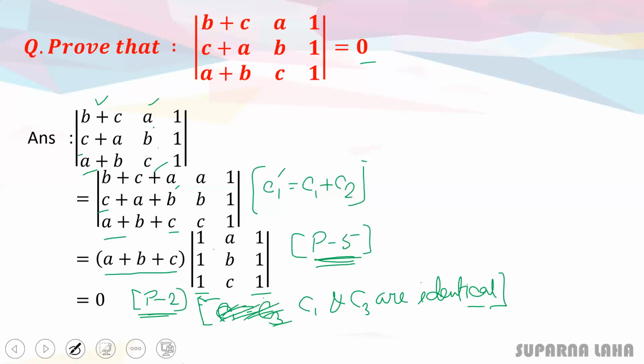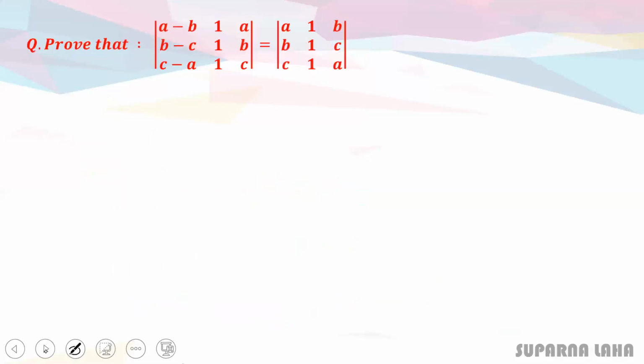Okay, since I've already given you the properties, I am using this P5, P1, property number 1, property number 2. But whenever you are solving problems in exam, at that time you can write these properties in words. So C1 and C3, since they are identical, we can say the determinant value of it is 0. Okay, so you apply property number 1, property number 5, and property number 2. So moving to the next problem.